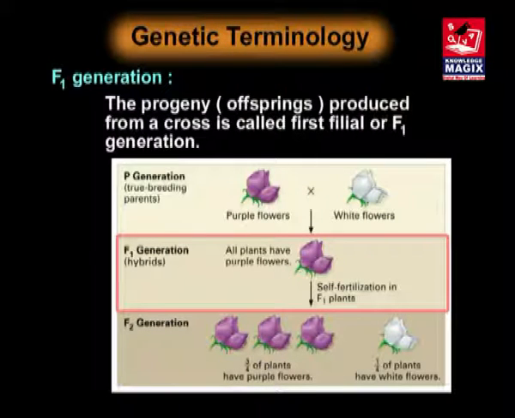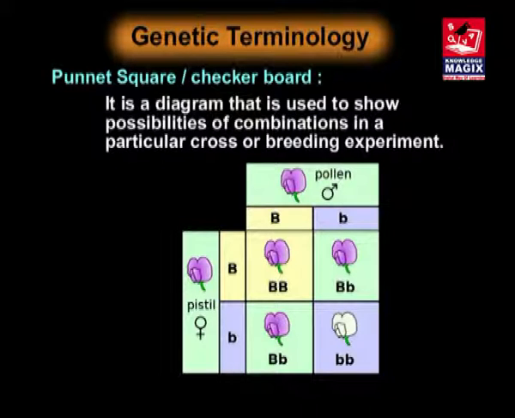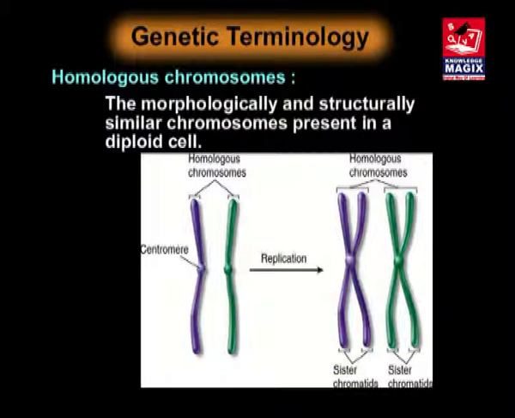Then F1 generation: the progeny, that is offsprings produced from a cross, is called first filial or capital F1 generation. F2 generation: the second generation, that is progeny produced by selfing, that is interbreeding of F1 generation offsprings. Then Punnett square or checkerboard: it is a diagram that is used to show possibilities of combinations in a particular cross or breeding experiment. Then homologous chromosomes: the morphologically and structurally similar chromosomes present in a diploid cell.